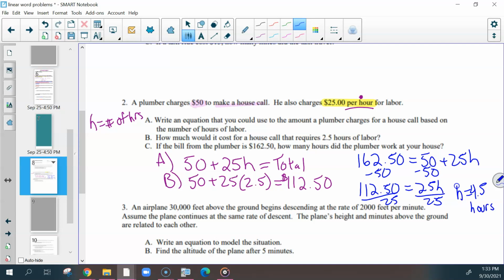So sometimes you'll be given an equation and have to find what the total would be. Sometimes you'll be given an equation and you'll be given the total and have to find a variable. It just depends.